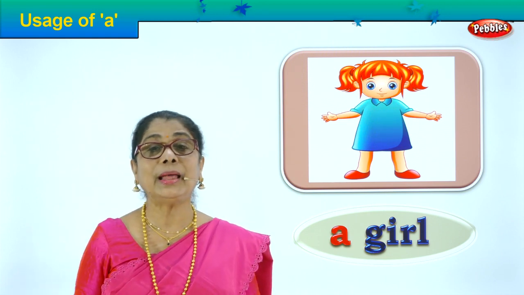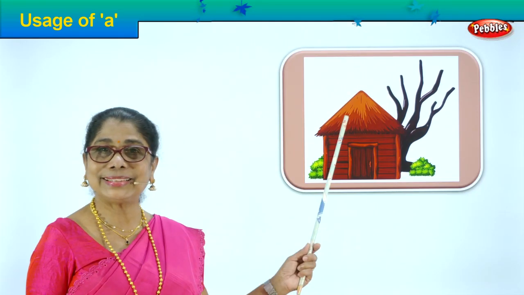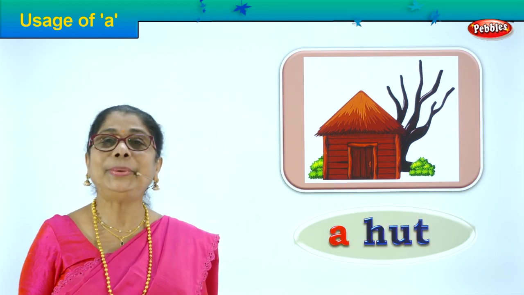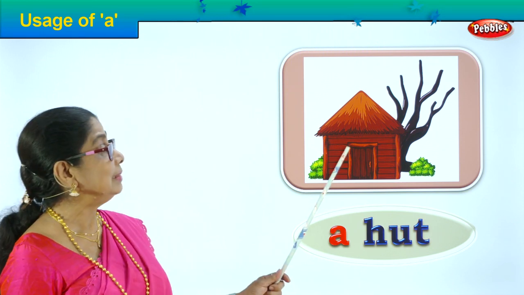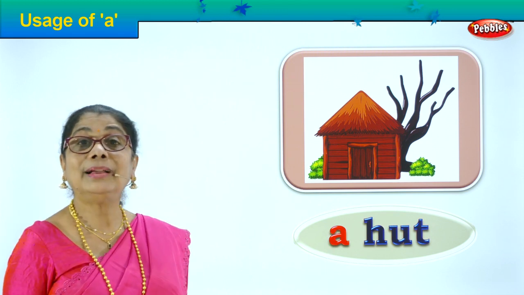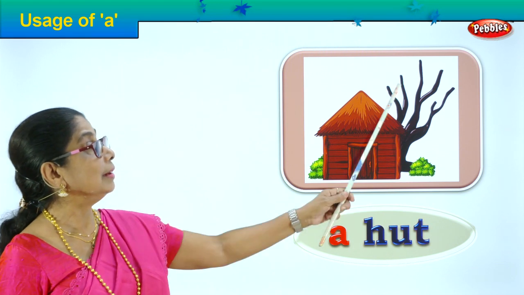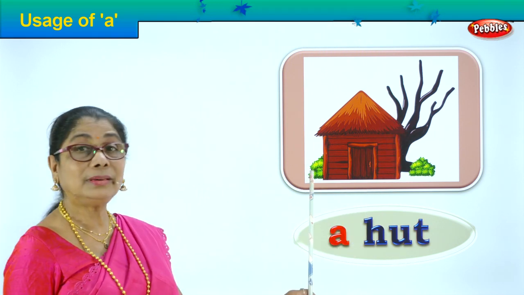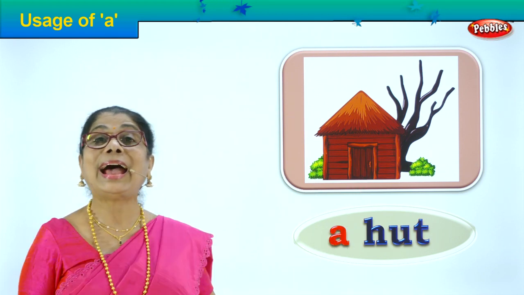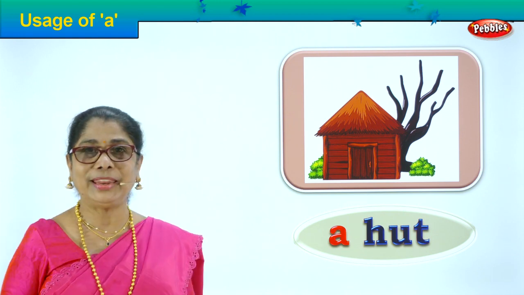Let's go to another new picture. See what you have. What is this? What picture do you see here? A picture of a hut. Yes. So what word will we put before the hut? Read it. A hut. A hut. Yes. A is put before the word hut. What are we learning? Usage of a before any word.